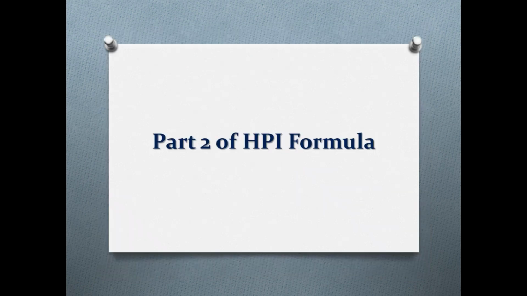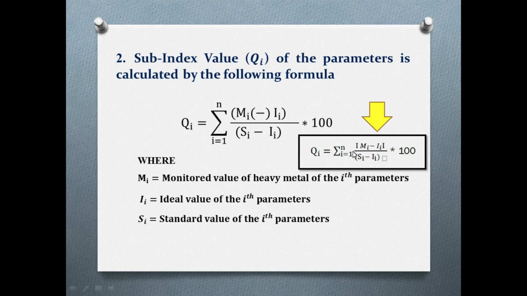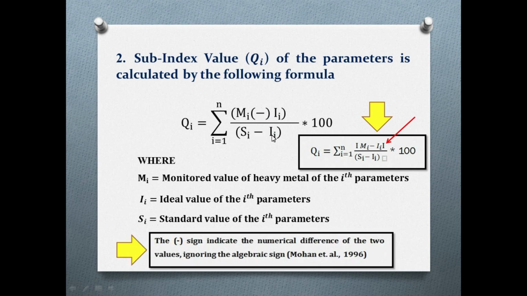Similarly, we'll see the second part of the formula, which is the sub-index value, or the Qi value. Qi is given as the summation of (Mi minus Ii) divided by (Si minus Ii), into 100. The same formula, sometimes you'll see in this format. The only difference you'll see is the modulus sign. What does it indicate? Basically, any negative values can be ignored for the calculation.